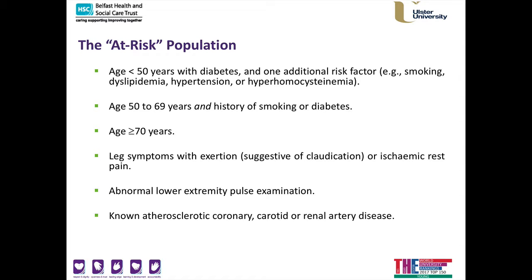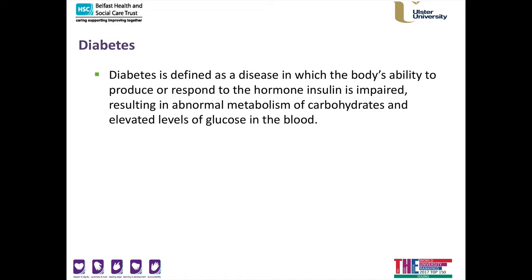So what is the at-risk population? Well, patients who are known to have diabetes with one additional risk factor, commonly patients above the age of 50 with a history of smoking or diabetes, and then also patients who are older again or who present with leg symptomatology or abnormal lower limb pulse examination. For this part of the lecture, I'm going to concentrate on how diabetes affects our patients.